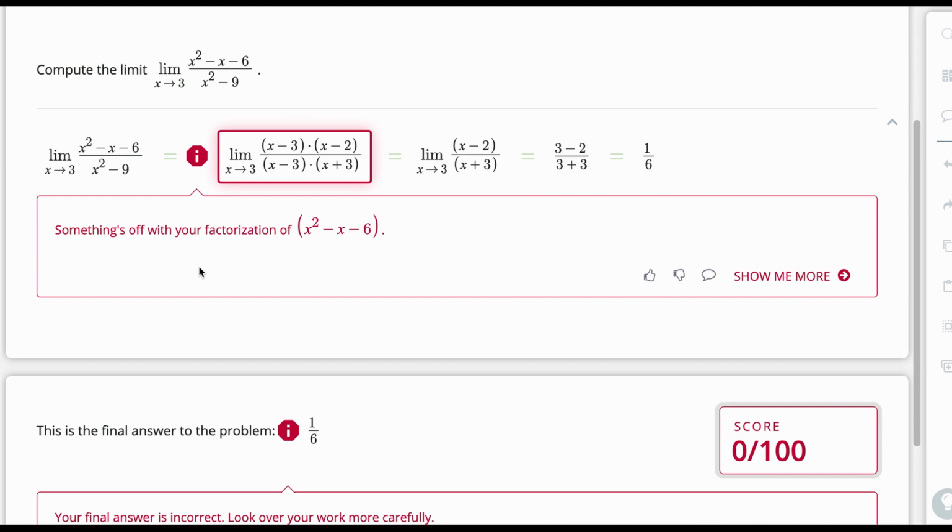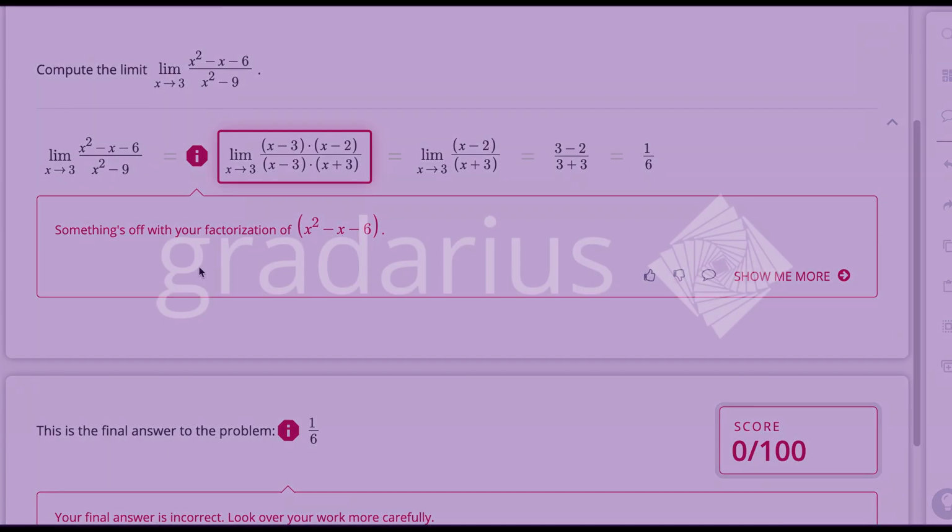So all of this data and more is automatically generated by Gradarius to help instructors understand whether students are succeeding and where they're struggling.